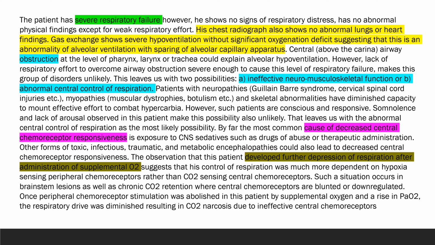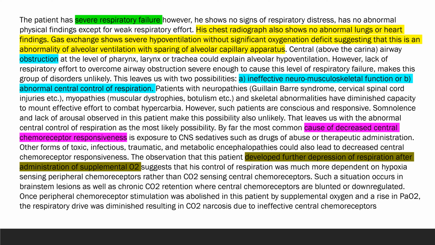So you see that there is hypoventilation without significant oxygenation deficit, suggesting that there is abnormality of alveolar ventilation, but the alveolar capillary apparatus is essentially normal. Now, this is a very complicated line for you, right? Now, oxygenation depends on various factors, which includes your ventilation as well as your V/Q mismatch, your shunting, your diffusion, all of that. Again, we will be discussing it with a diagram in the subsequent slides.